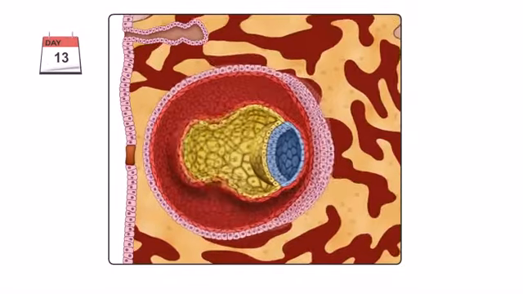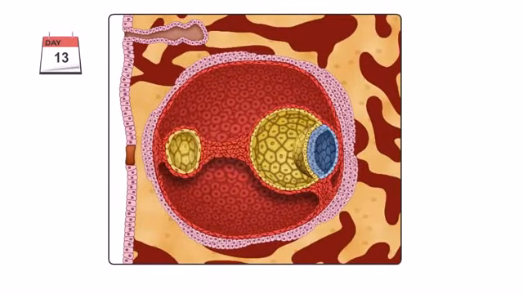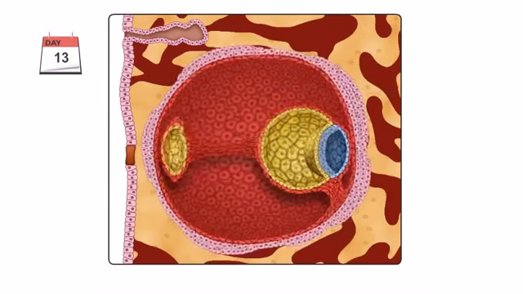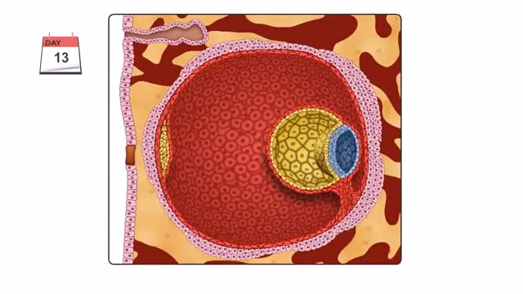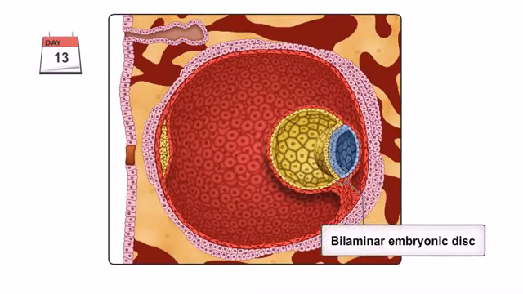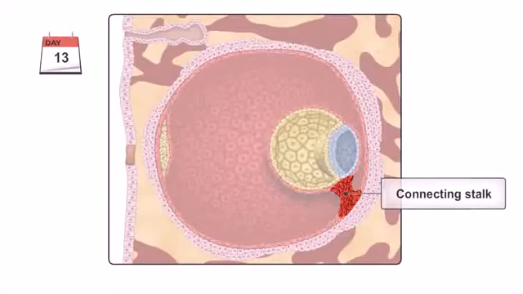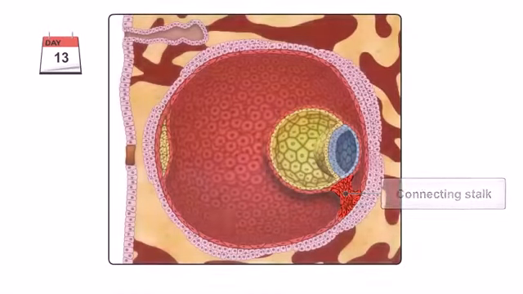Around 13 days after fertilization, a large portion of the exocoelomic cavity is pinched off, forming a smaller cavity, the secondary yolk sac. By the end of the second week of development, the chorionic cavity enlarges, and the bilaminar embryonic disc is joined to the trophoblast by a band of extraembryonic mesoderm called the connecting stalk, the future umbilical cord.